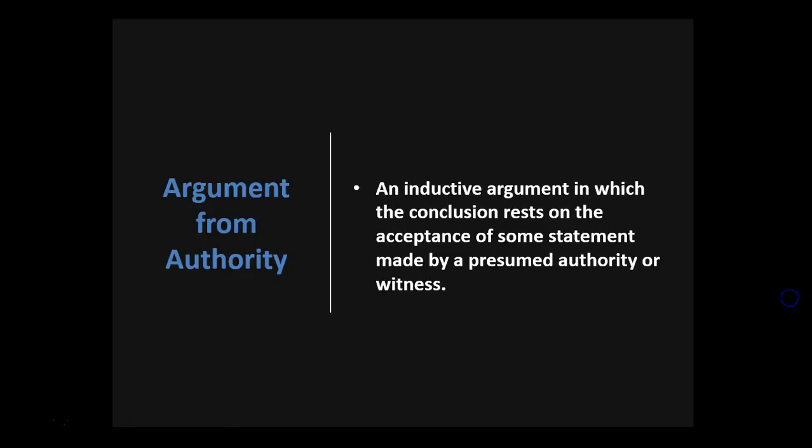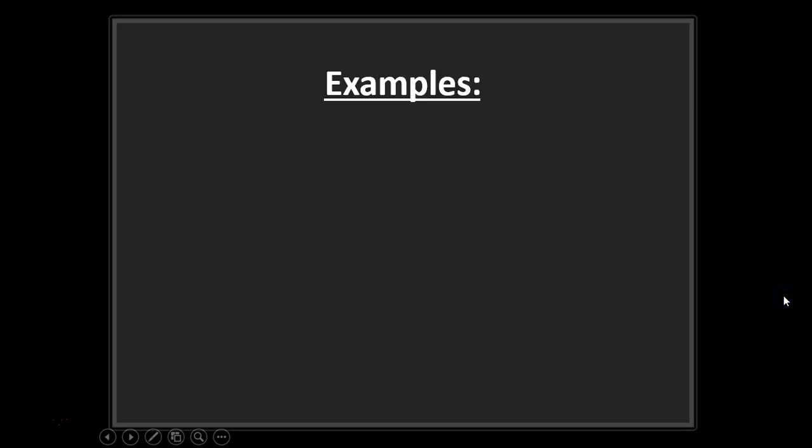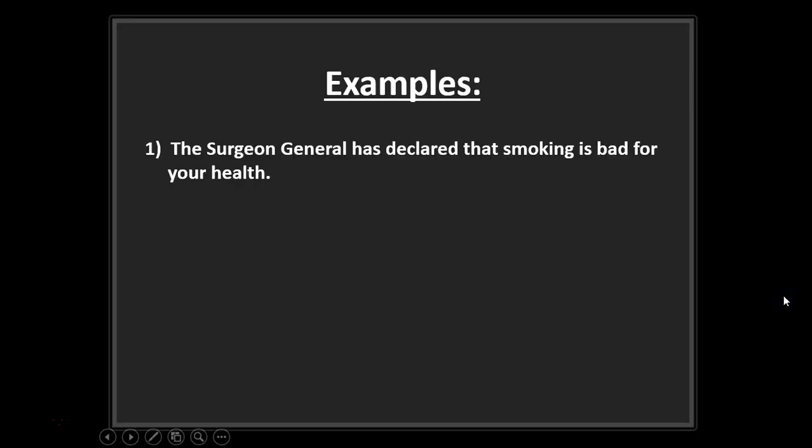Argument from authority. That's an inductive argument where the conclusion rests on the acceptance of some statement made by a presumed authority or witness or expert. We often use these forms of argument, right? Examples. The Surgeon General has declared that smoking is bad for your health, so you probably ought to stop. You want to convince somebody, hey, you got to stop smoking, man. Well, how come? Because the Surgeon General said it's bad for your health. And if anybody's going to know, this person will know. That is employing argument by authority, right?